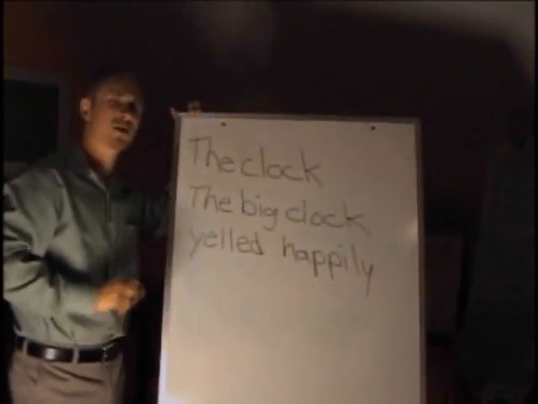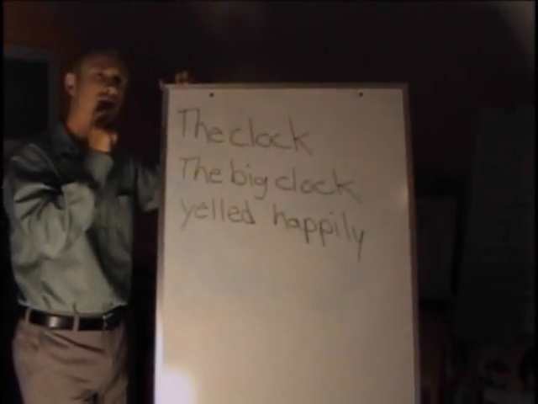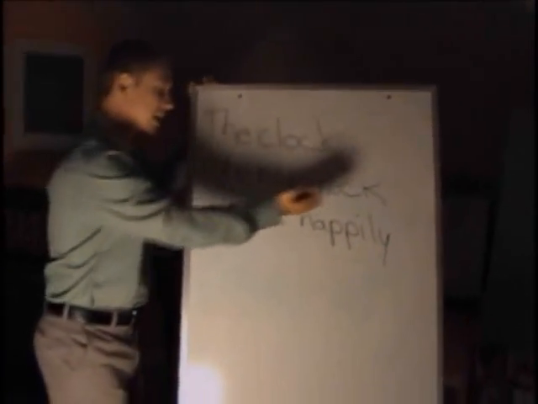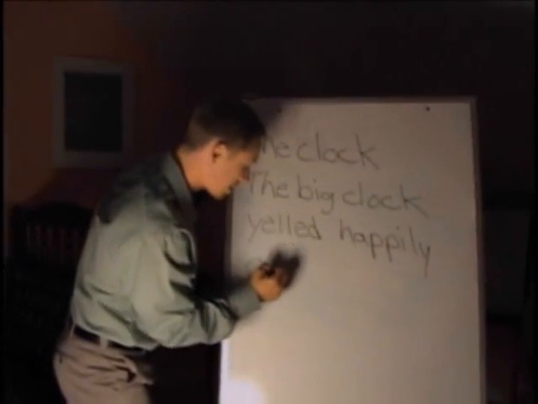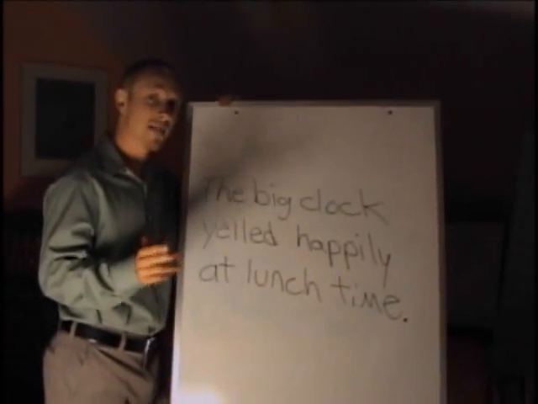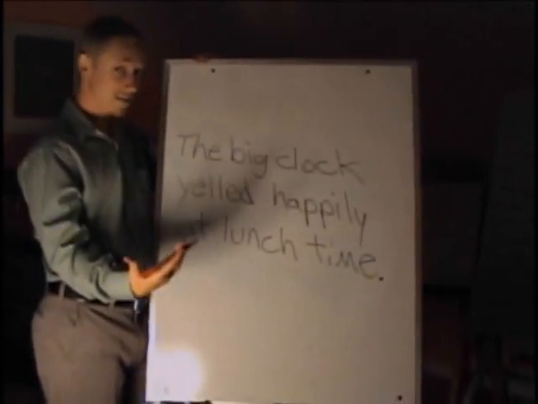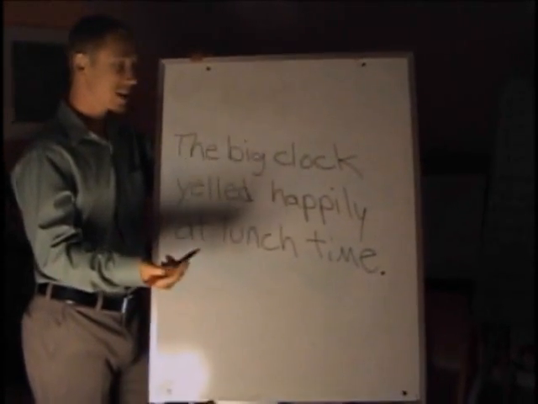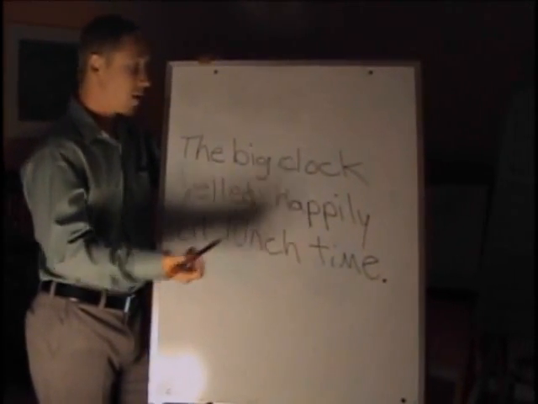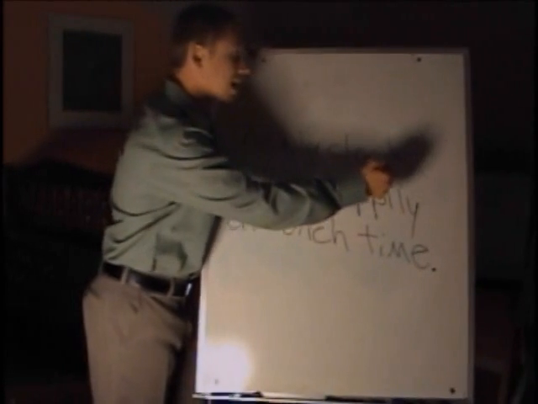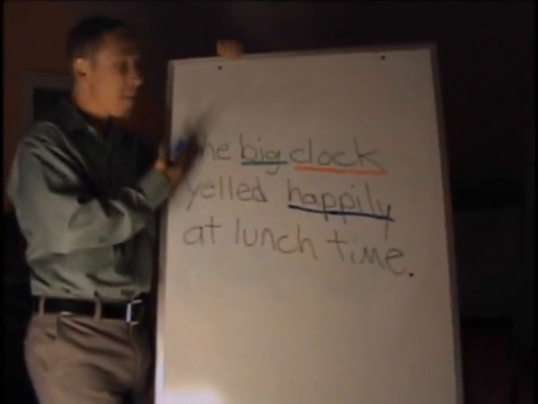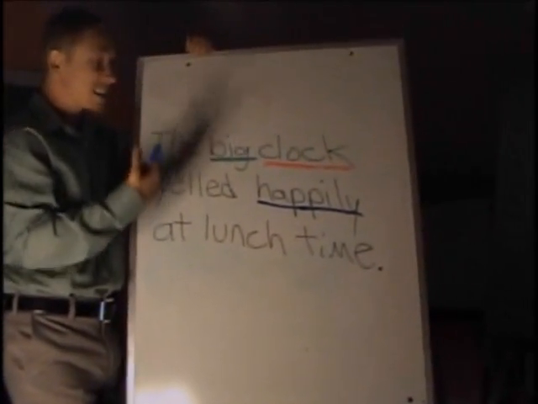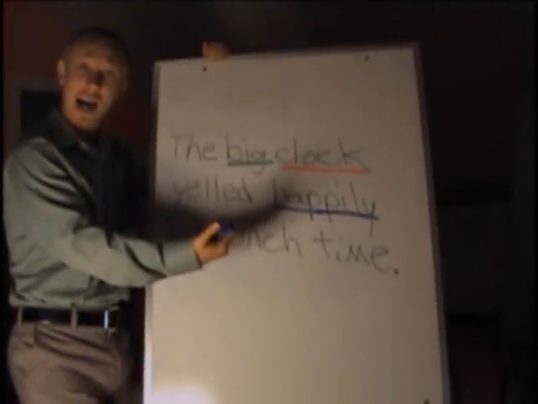And what else do I need to do? I need to tell something extra. So I think I'll say, the big clock yelled happily at lunchtime. Now we have to underline the object that's being personified in red. So let's see, what's the object? The clock is the object. Now here you have the example sentence that I came up with. The big clock yelled happily at lunchtime.